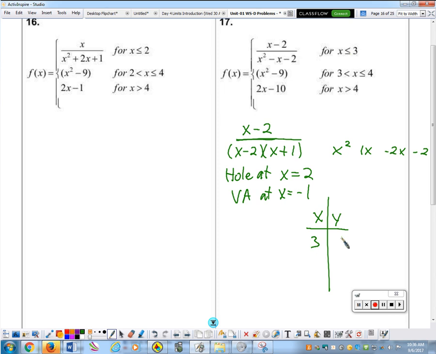If I plug in 3, look here. These factors still match. They divide to make 1. 3 plus 1 is 4.